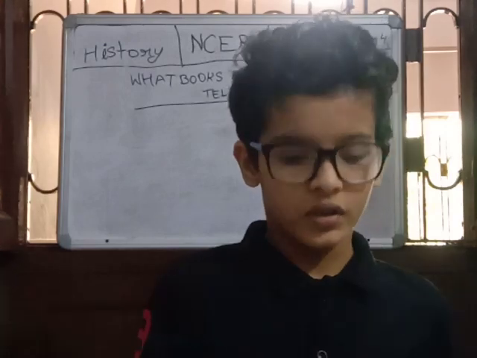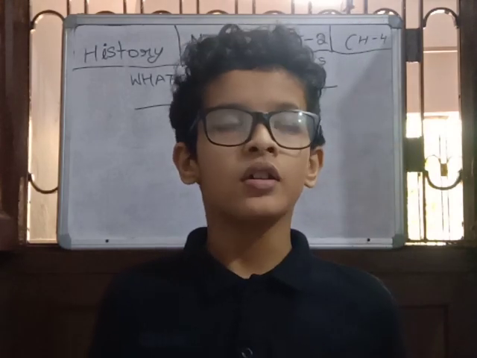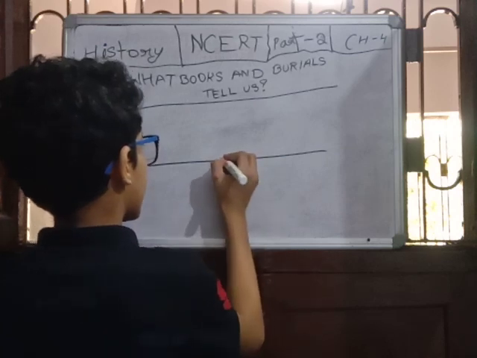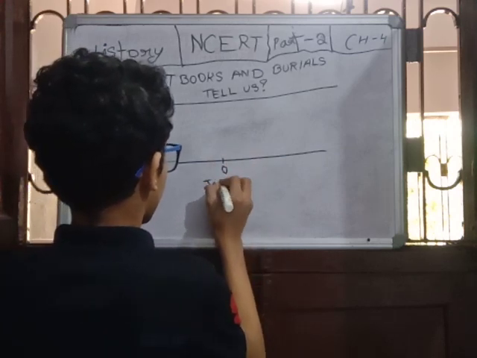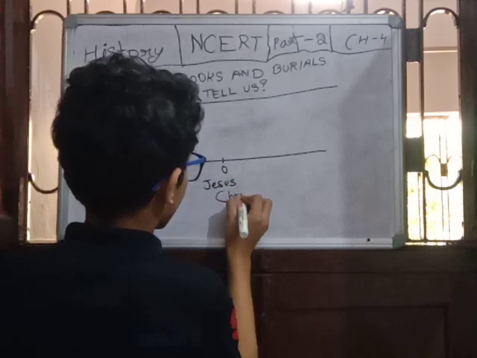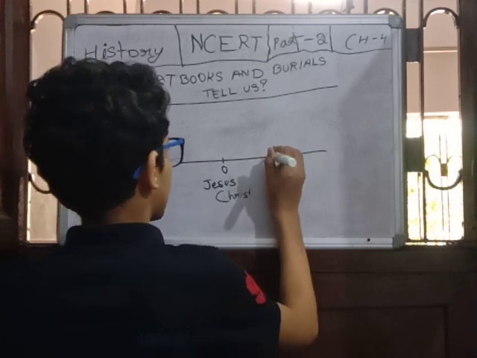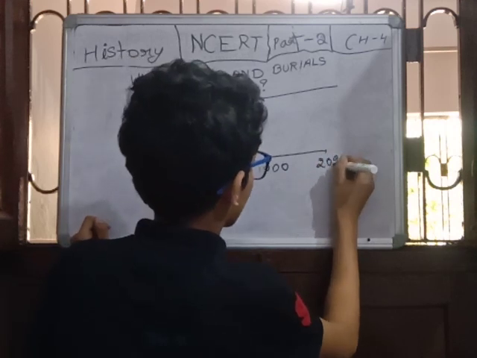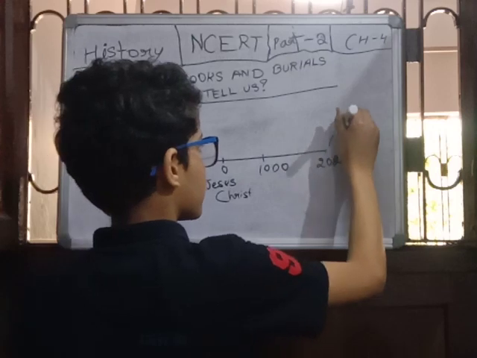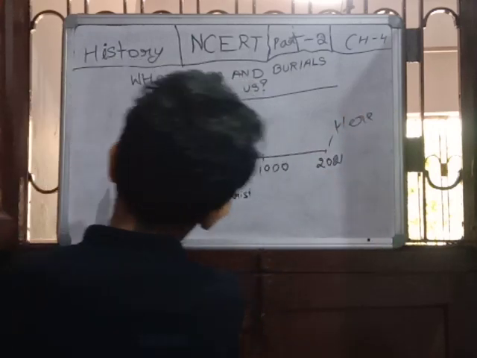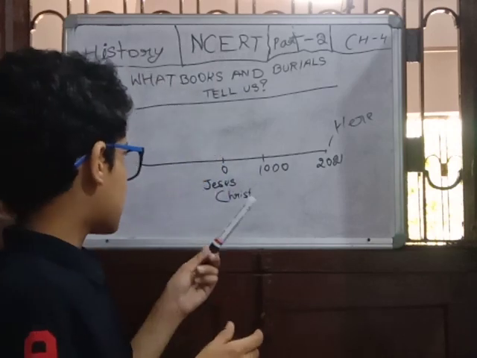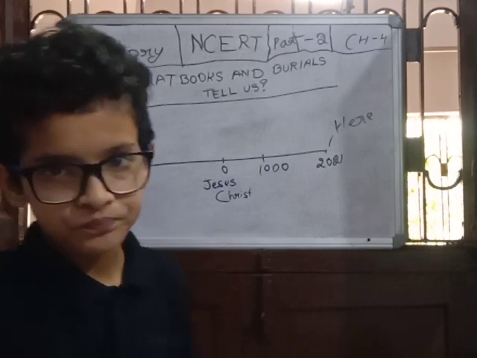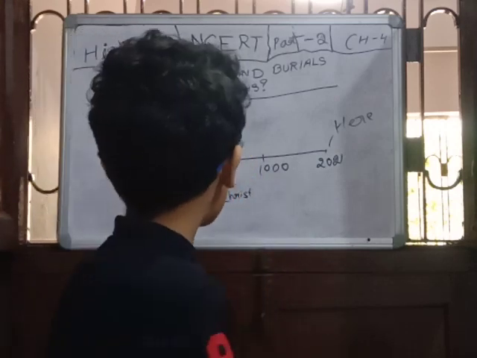Before coming to this topic, I want to clear up the number line or date line. Suppose this is the date line and we refer to this point as zero, the birth of Jesus Christ. These are the dates going forward, like 1000 here and then 2021, where we are currently. But what's before zero? The counting of dates started from zero, because there were dates before zero. Now, the birth of Jesus Christ.